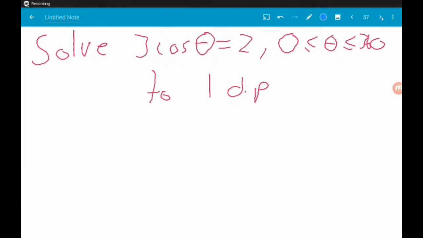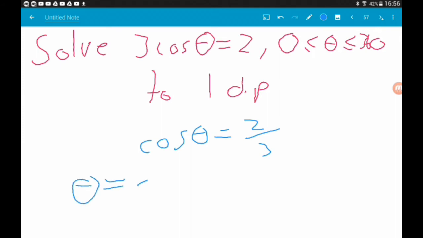Okay, last one for this video then. So we want to solve 3 cos theta equals 2 for values of theta between 0 and 360 to 1 decimal place. So we always need, in this situation, to get the trig function on its own. So we first of all need to divide by 3, and we'll get cos theta equals 2/3. Now, if we use our calculators, we get theta is the inverse cos of 2/3, which to 1 decimal place is 48.2 degrees. So there's our first solution.